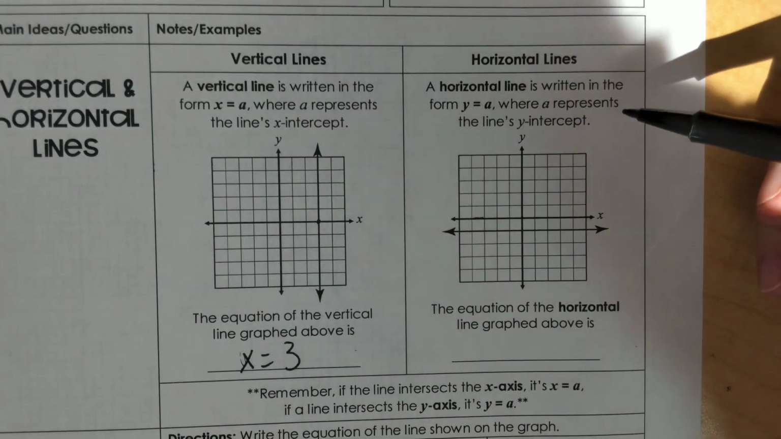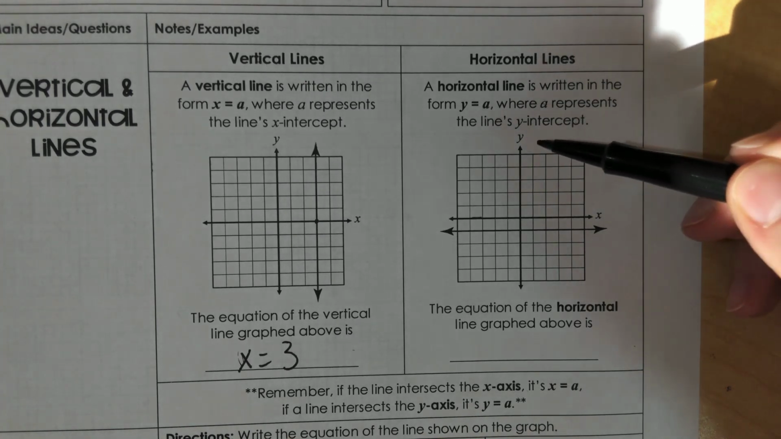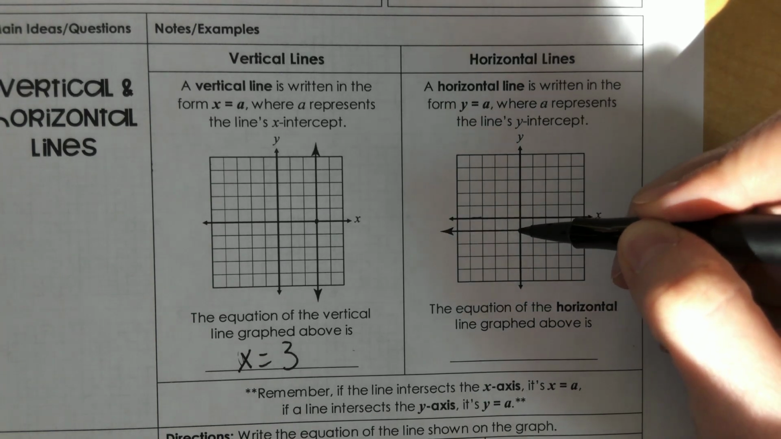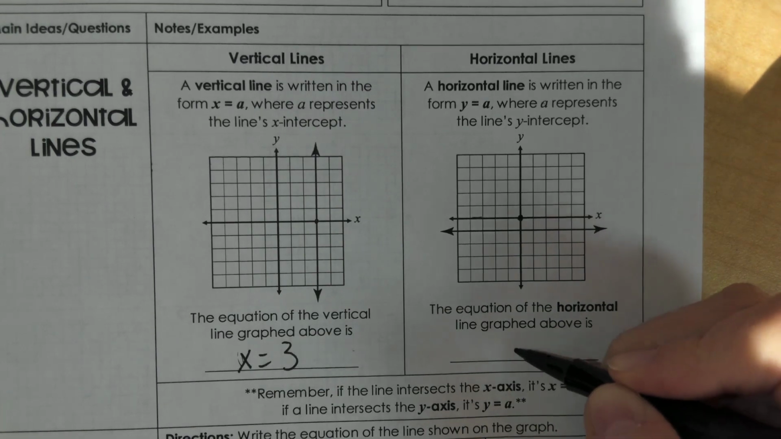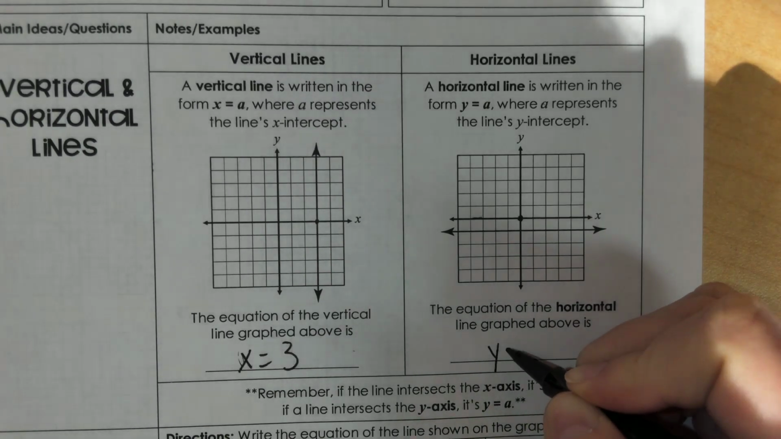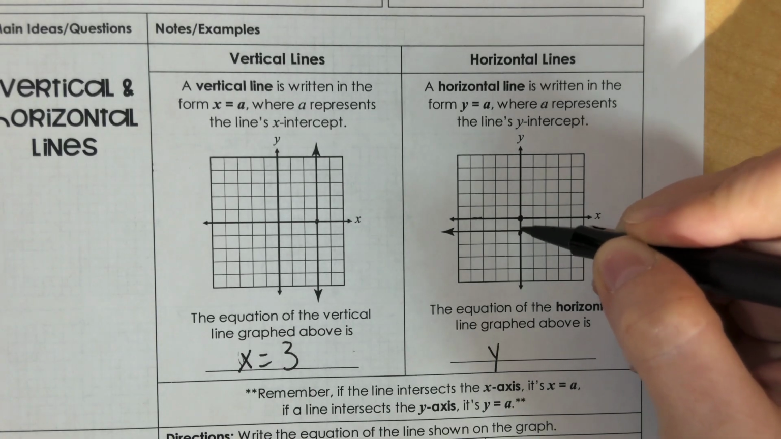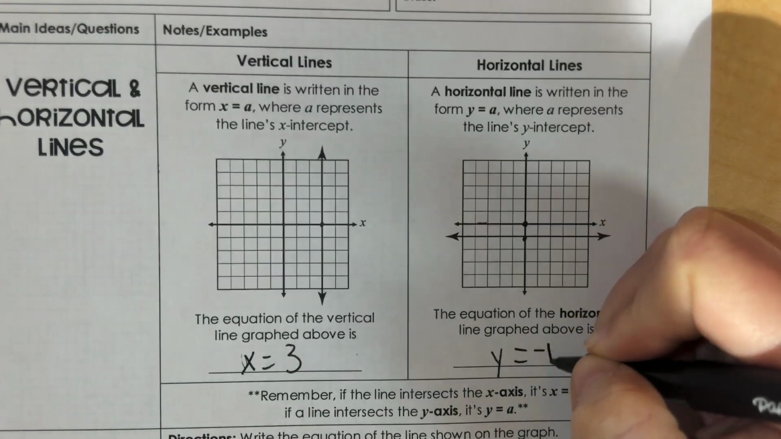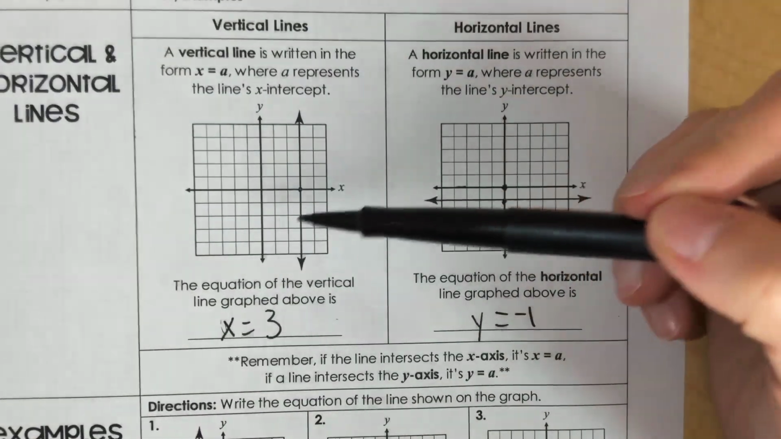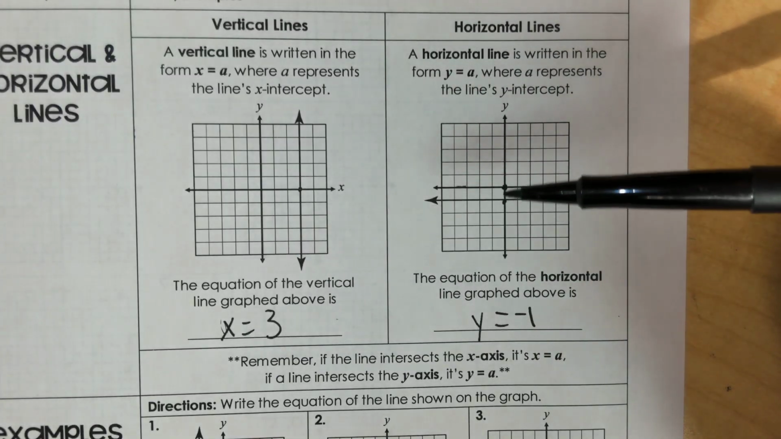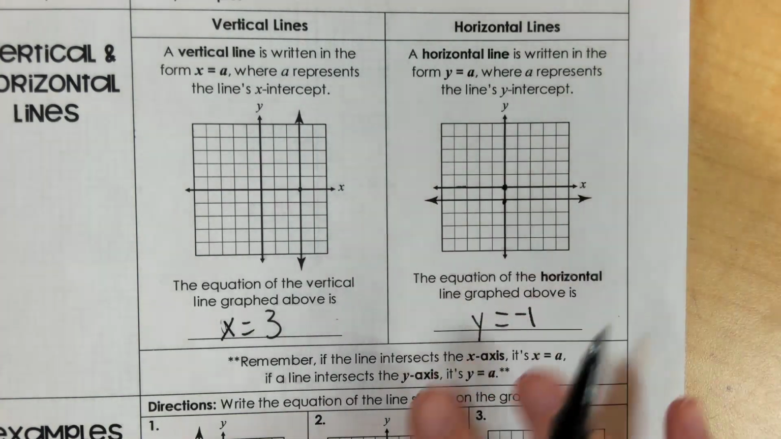Okay, whereas a horizontal line is the flip of that. It's written in the form y equals a, where a represents the line's y-intercept. So here we cross the y-axis at, that's the origin, we're going down to this point right here, where y is equal to -1. Okay, so vertical lines are written as x equals whatever that x-intercept is, horizontal lines are written as y equals a, where a represents the line's y-intercept.